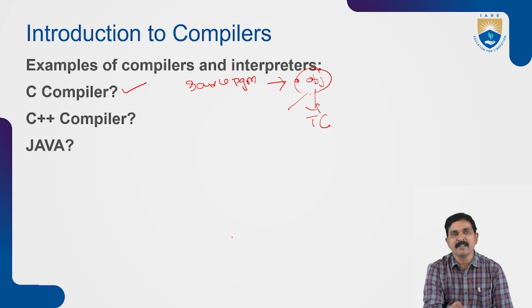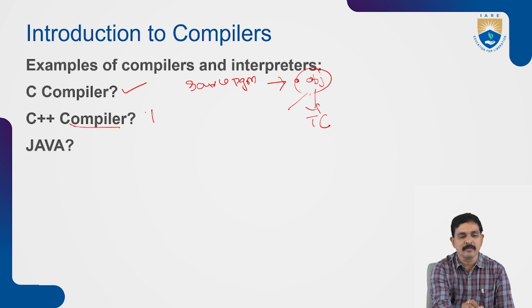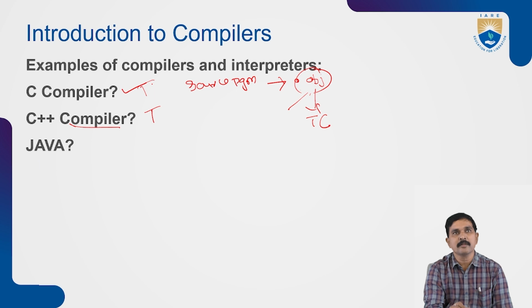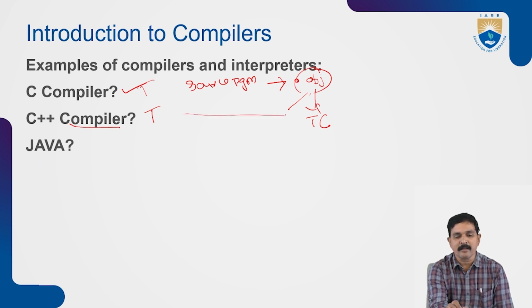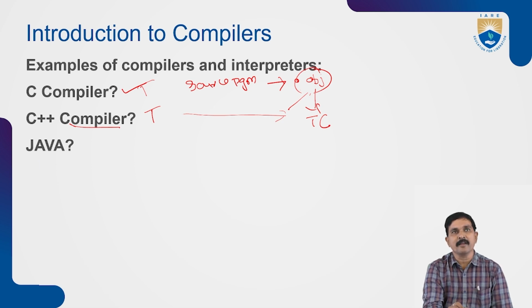Another is the C++ language. Here also we use compilers. Yes, it is true. C++ also, you want to process that language, process nothing but you want to execute the C++ program. Here also we follow the same thing. The source program can be converted into the .obj file.